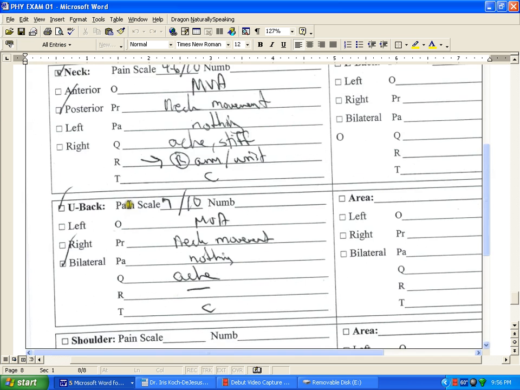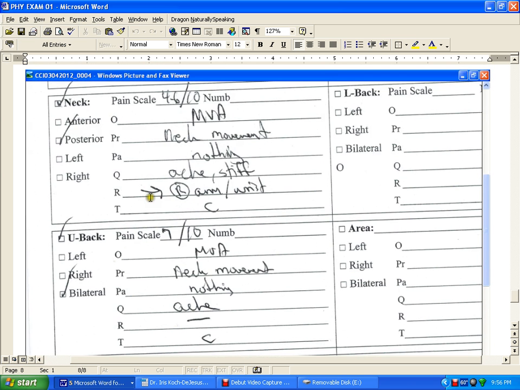Okay, now we have the upper back. The same thing we did with the neck. So we put a colon, and then a 7 is severe intensity. I'm sorry, moderately severe intensity.